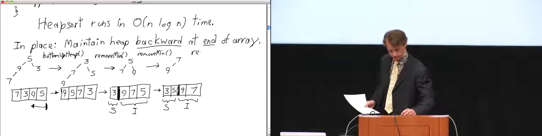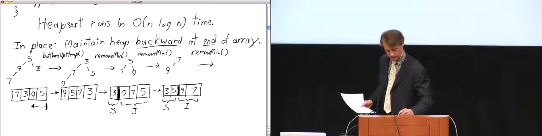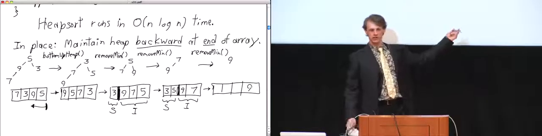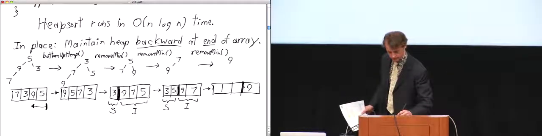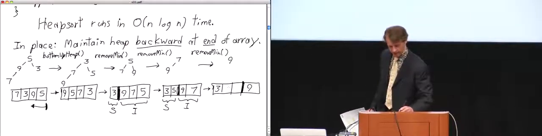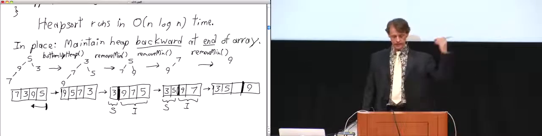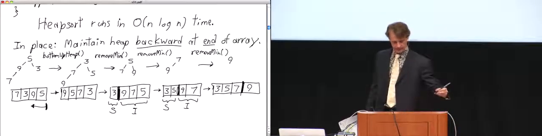We do another remove min. The 7 gets removed. Now the heap is just a 9 at the top. So here's our array. There's our heap. It's just a 9 now. The 3 and the 5, we didn't even have to look at them. The 7 that we just removed from the heap goes into the array.